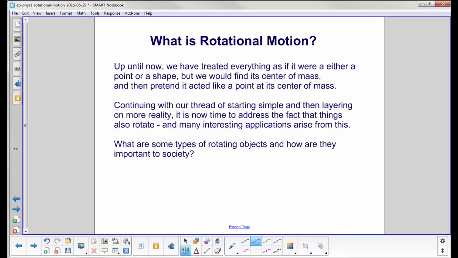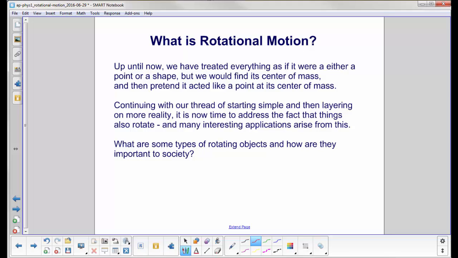First of all, what is rotational motion? Up till now, we've treated everything as if it were either a point or a shape. But even when we had shapes, we would just deal with it like all of its mass was concentrated at one point, its center of mass. And then we'd pretend it acted like a point at its center of mass.